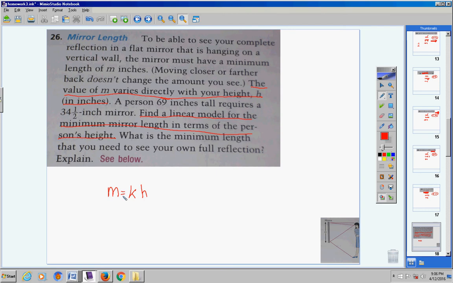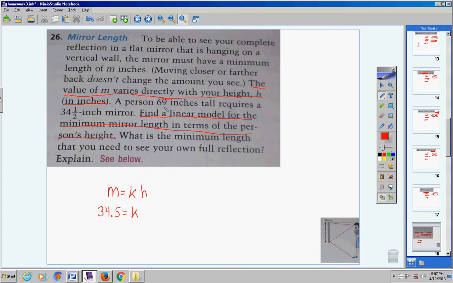Well, I've told you what to do when you're asked to find a model or a direct variation equation. The first thing you do is you solve for what? K. Alright? So here we go. M stands for what? The mirror must have a minimum length of m inches, so m is the length of the mirror. So look right here. I have a 34.5 mirror. Put that in for m.